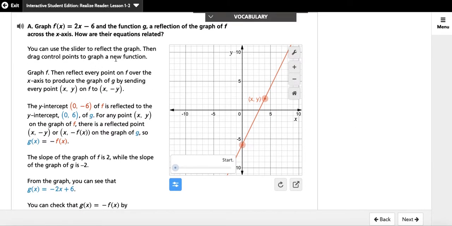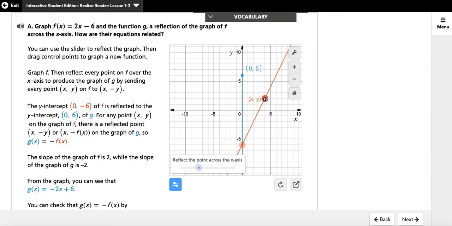You can use a slider to reflect the graph. So here we have f of x equals 2x minus 6. To reflect it about the x-axis, which is here, this 0, negative 6 pops up to here, to 0, positive 6.